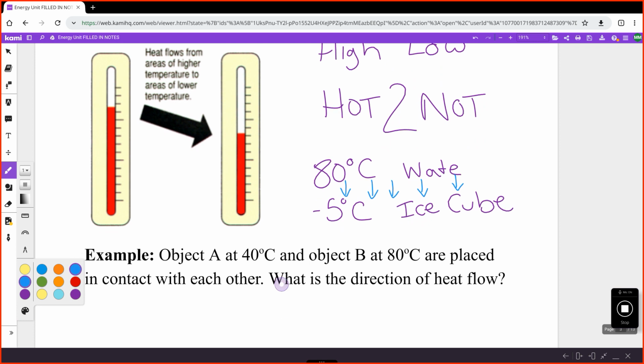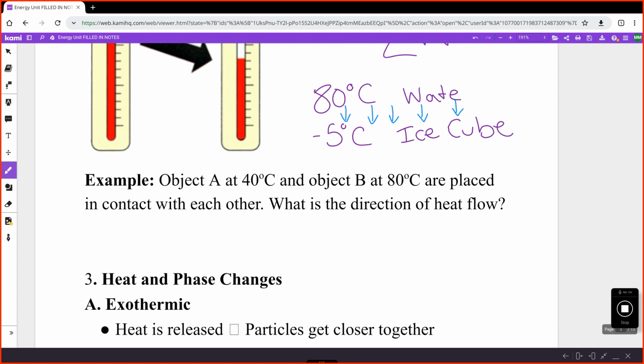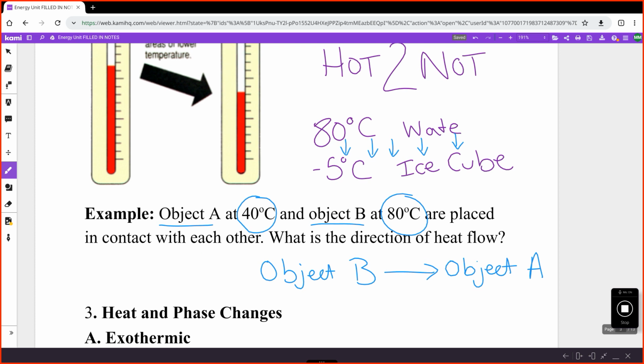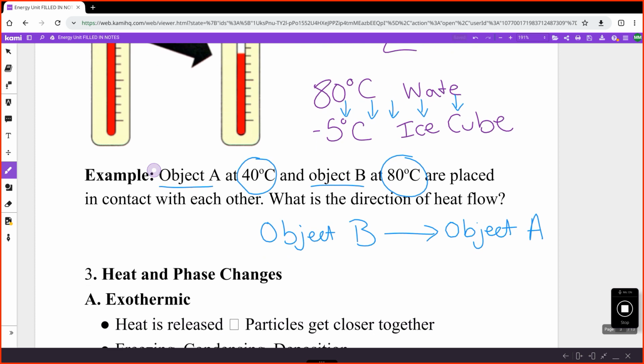And another example is just like this. Completely ambiguous. Object A is 40 degrees. Object B is 80 degrees. They're placed in contact with one another. How does the heat flow? It flows from object B, the hot thing, to object A. Hot to not. There's one more section that we want to cover in this video, so we'll go into that now.